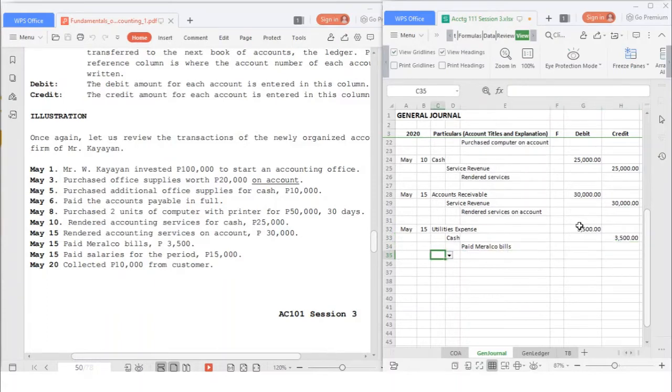So, let's see. Next, we have another transaction for May 15. Paid salaries for the period. So, of course, salaries is what? It is an expense. Right? You have already incurred it. The salaries of your employees are considered your expense. To increase your expense is a debit. So, salaries expense. And then, since you paid, of course, cash. Then, paid salaries, the amount of 15,000.